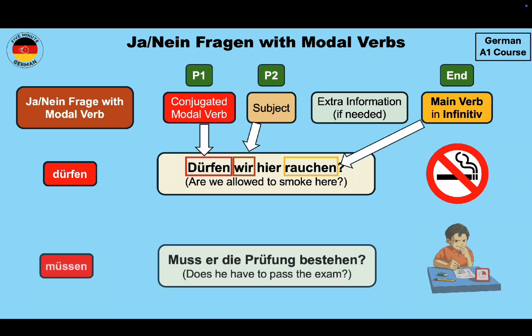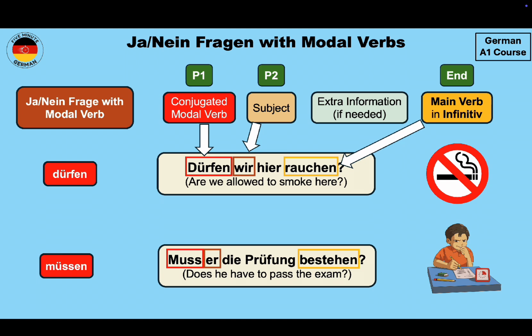Another example will be Muss er die Prüfung bestehen? Does he have to pass the exam? Die Prüfung means exam and bestehen means to pass. So this also follows the same structure with the conjugated modal verb muss at the first position followed by the subject and the main verb coming at the end in infinitive form.